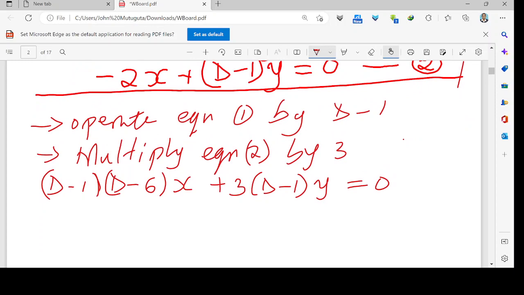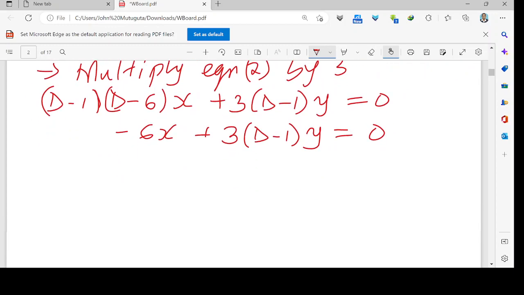So the first term becomes minus 6x, then plus 3 into d minus 1 operating on y is equal to 0. So we have those two equations. And now for the first equation, we can expand the first term here.